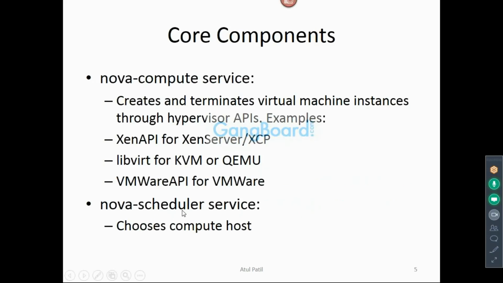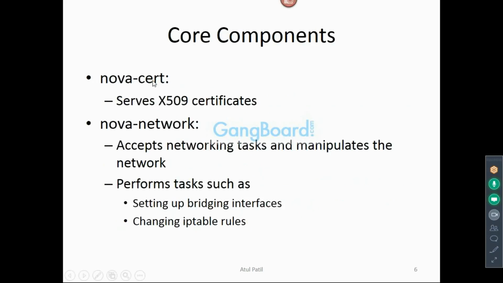Nova Scheduler schedules your tasks. Suppose I'm creating 100 VMs at one time, but my hypervisor capacity is to create 10 machines at a time. So Nova Scheduler will schedule the tasks: 10 machines will be created first. After creation of those 10 machines, the next 10 machines come into the queue, and the other machines are in a hold position. So this task is provided by Nova Scheduler. Nova Cert is just for certificates.